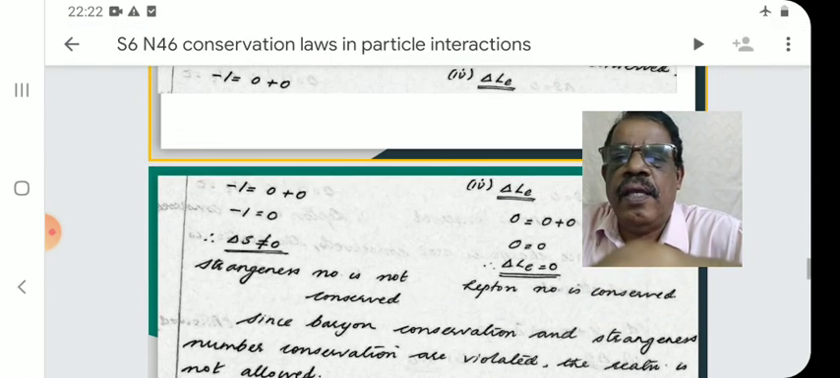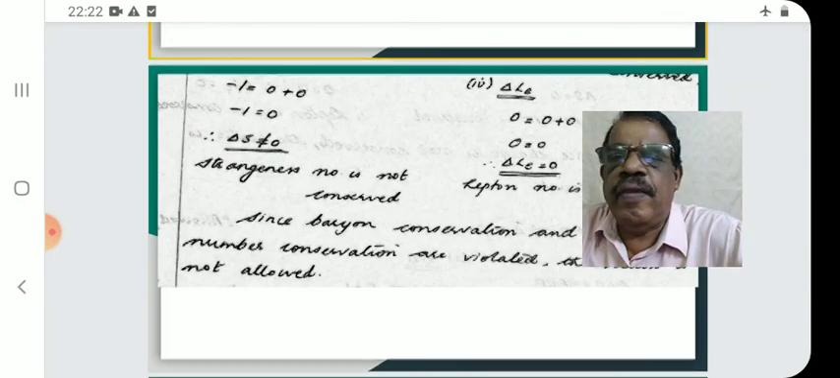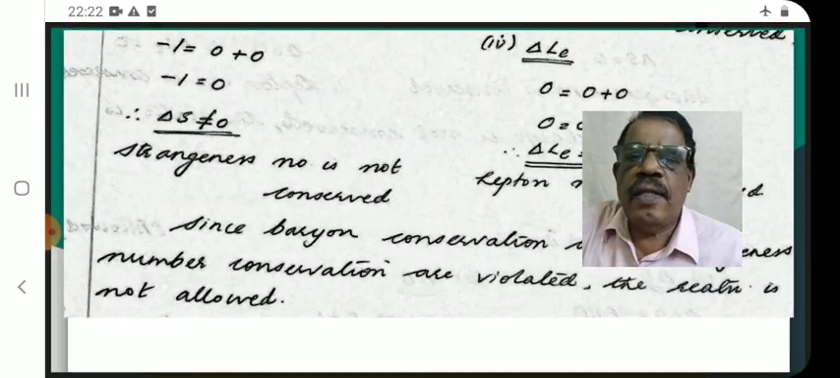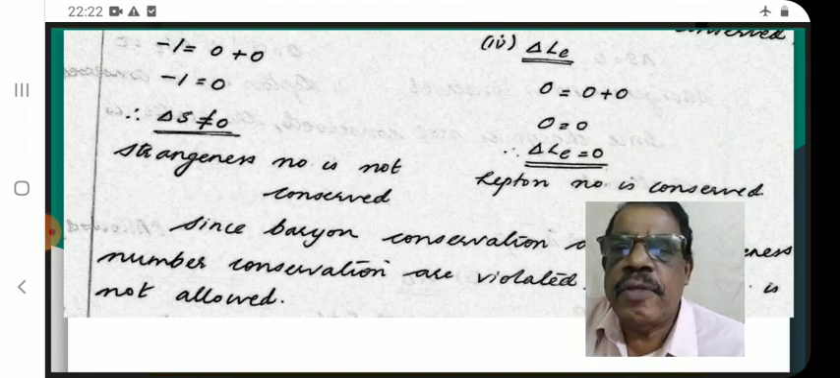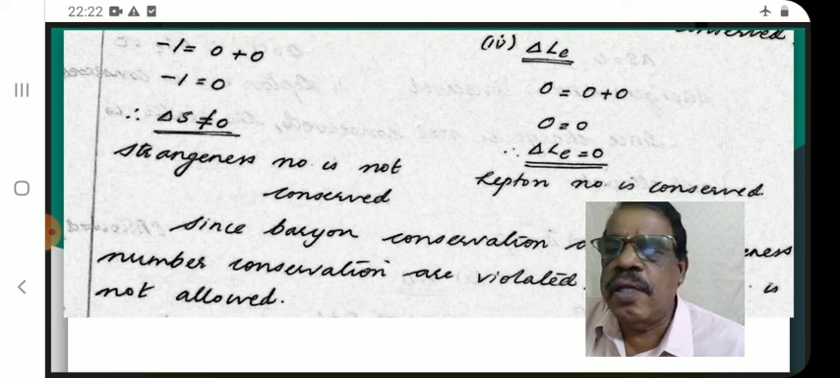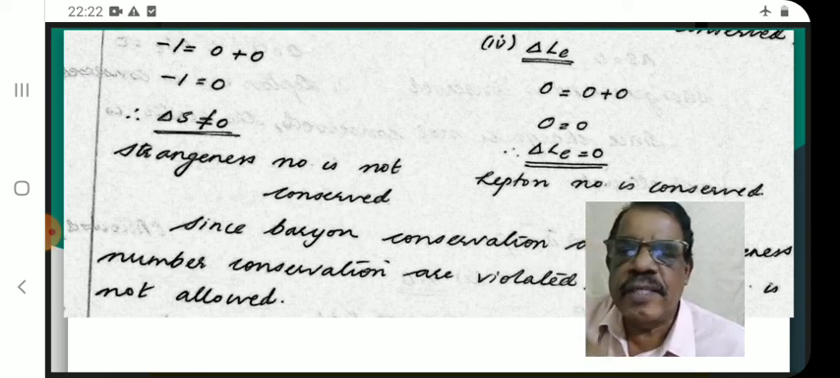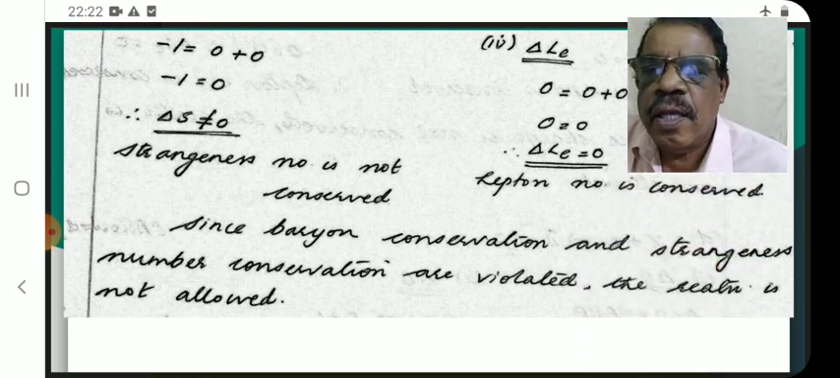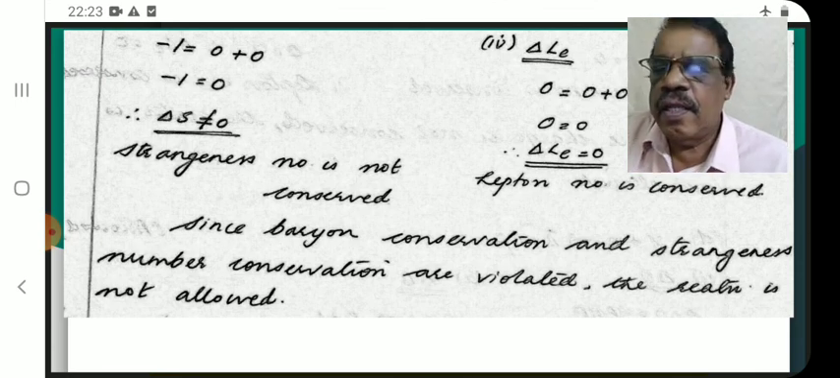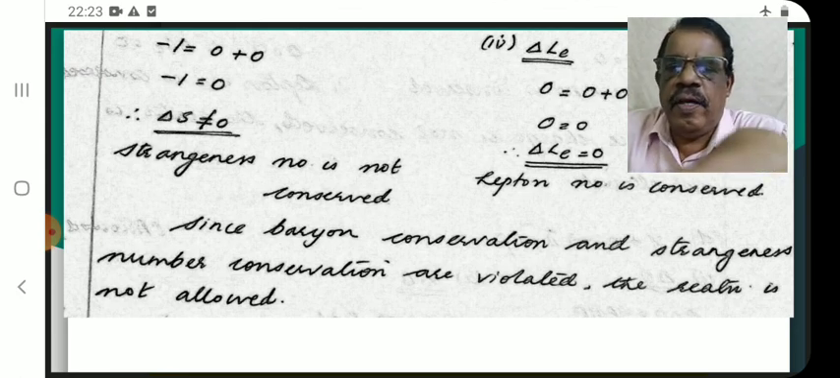Then delta L. Delta L, all particles are other than leptons. Therefore 0 is 0 plus 0, 0 is equal to 0, delta L equal to 0. So here we see strangeness number is not conserved, lepton number is conserved. The reaction is not possible. Since baryon conservation and strangeness number conservation are violated, the reaction is not allowed.